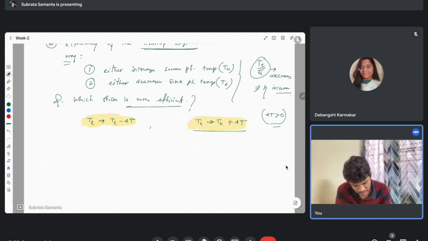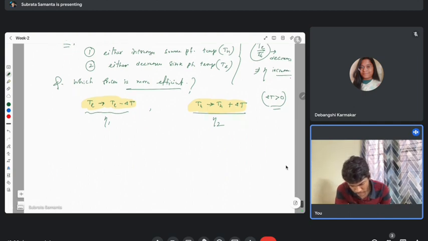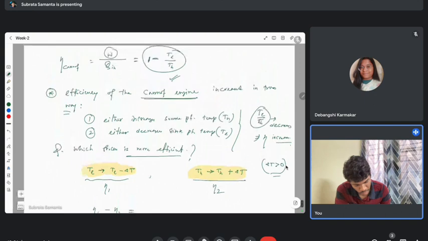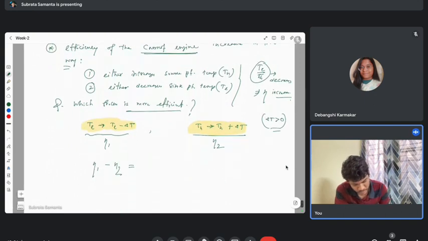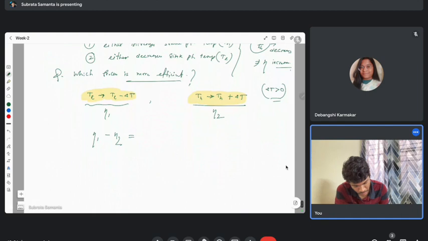Let's say for this change the efficiency is eta 1, and for this change the efficiency is eta 2. Then we calculate eta 1 minus eta 2. What do I get? 1 minus TL by TH, the 1 cancels, so minus TL by TH minus delta T plus TL by TH plus delta T. Just put in and calculate.